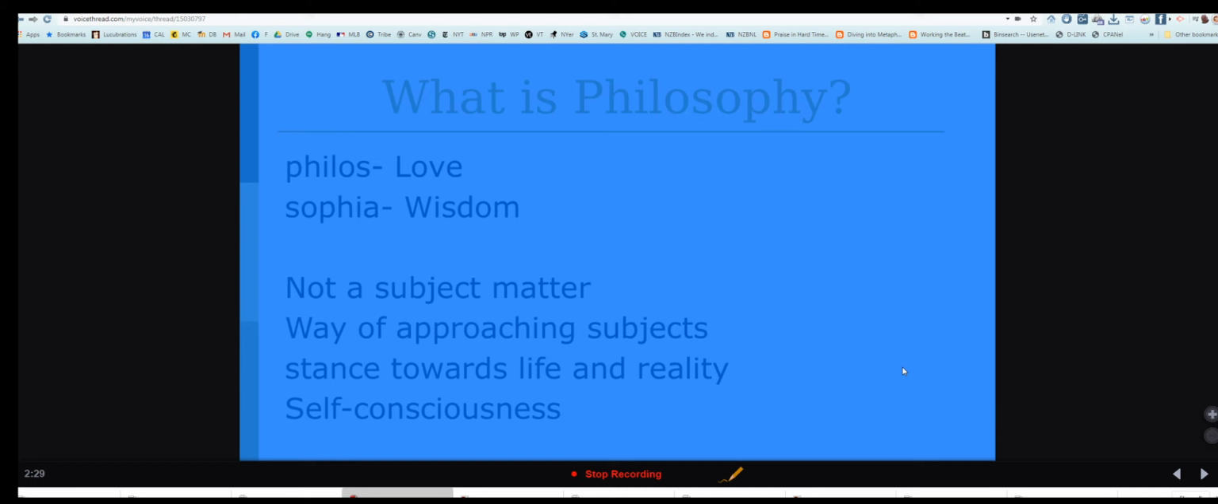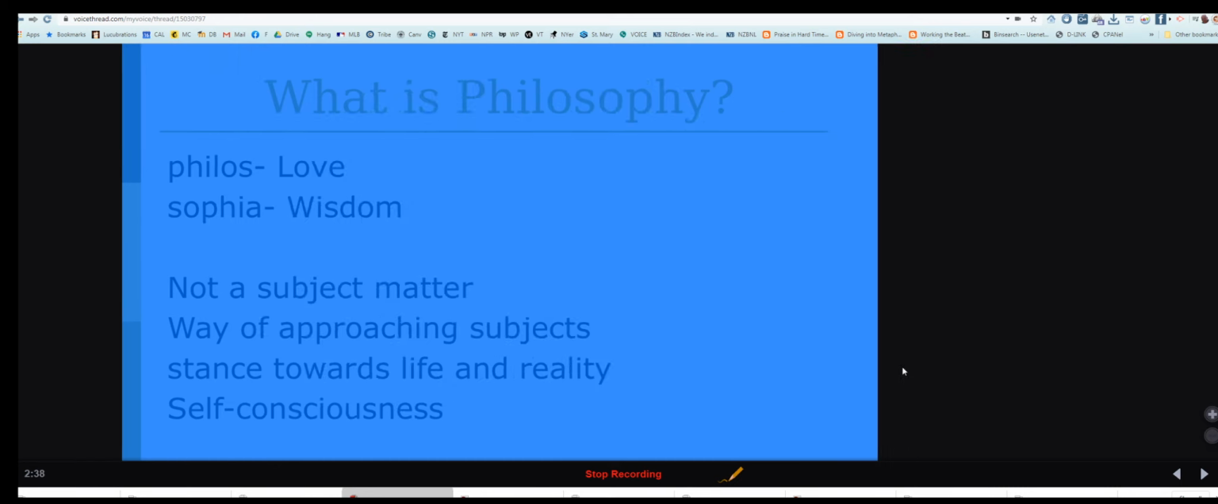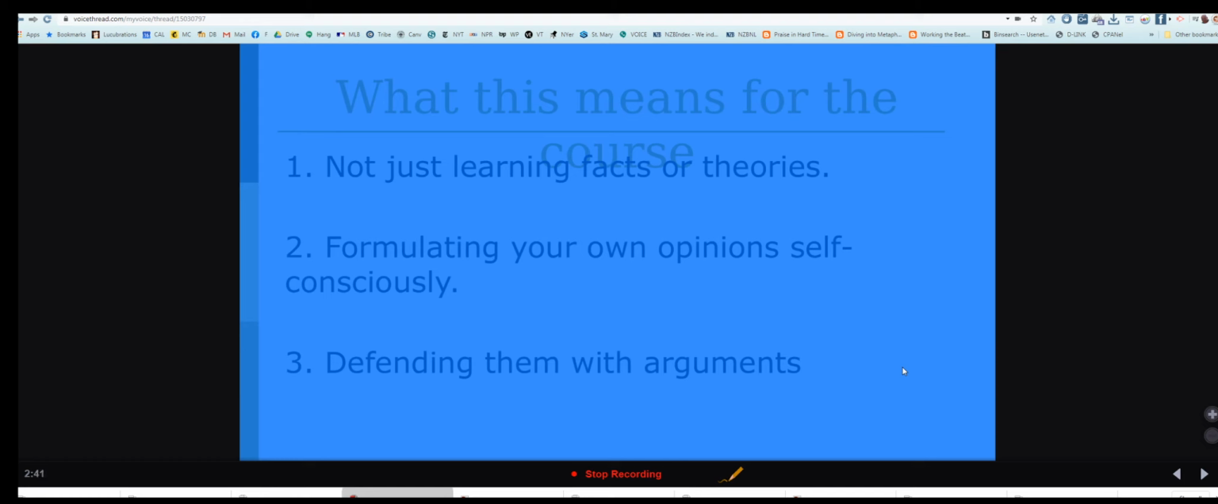It's more or less synonymous with a desire for a certain type of self-consciousness about what we're about and about what we're studying. So that means for you that most of the course and most of your grade in the course isn't going to be about just learning facts or theories, although you are going to have to learn some of the basic moral theories that have influenced Western thought and the Catholic intellectual tradition. But it's mostly going to be about getting you to figure out what you think about contemporary moral issues and about morality in general, and to formulate them self-consciously by being aware of what assumptions you're basing your ideas on. And then most importantly, defending them with arguments.